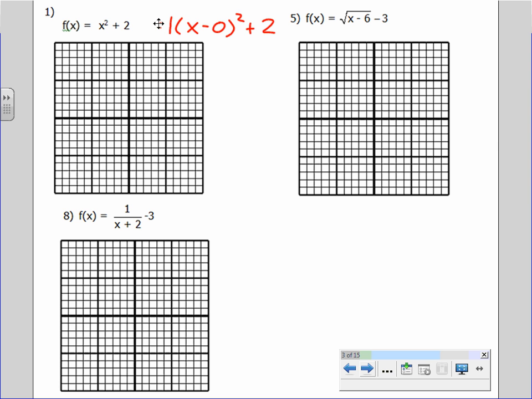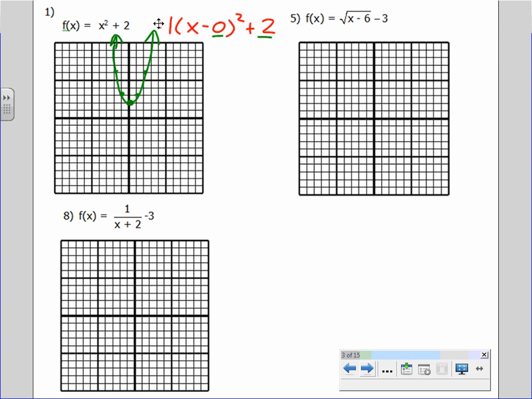So now looking at this form, what's our starting point? 0, 2. So we put 0, 2 right here. And it's a parabola because it's x squared. We're scaling by a factor of 1, so we're just going to do our normal parent graph in the same location. So I'm just getting my guide points down, and we have ourselves a parabola that goes through there, okay?